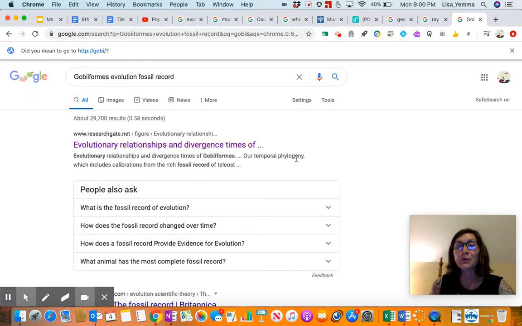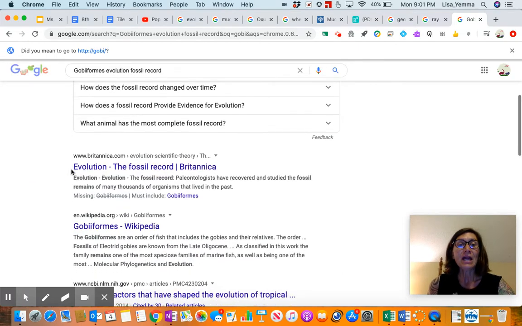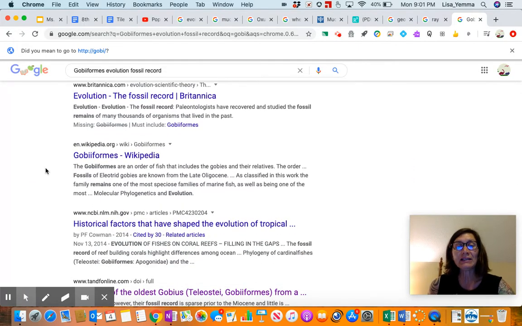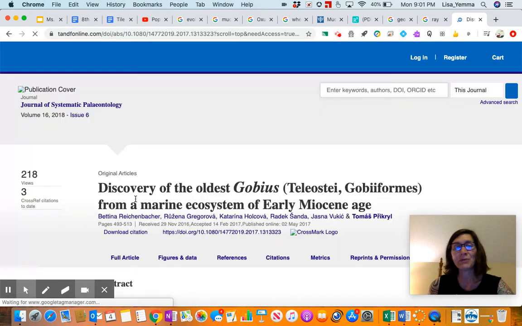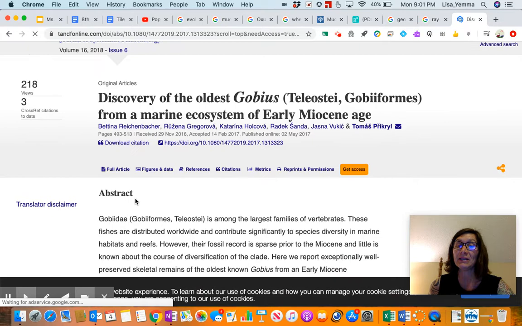And so temporal phylogeny. And so I clicked on it. I don't think I liked it. Gobiformes Wikipedia, fine. Discovery of the oldest Gobis. So that could sound interesting and cool, although it's a .com, so I'm not sure. When I opened it up, it was a publication.